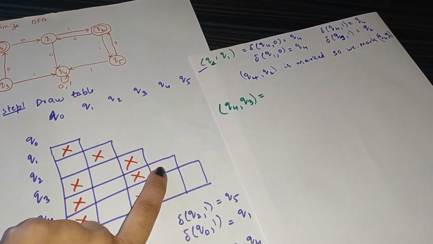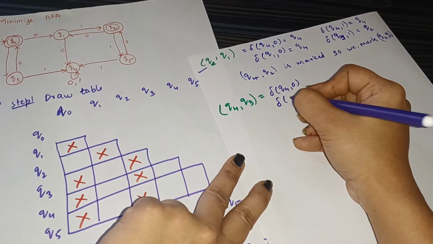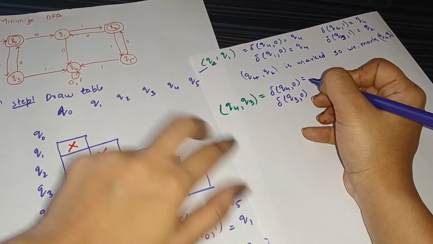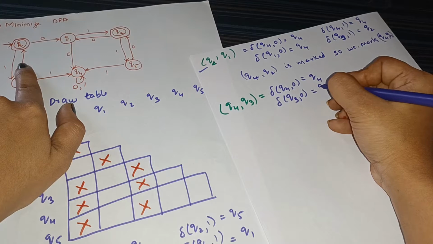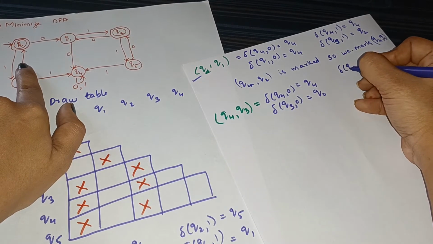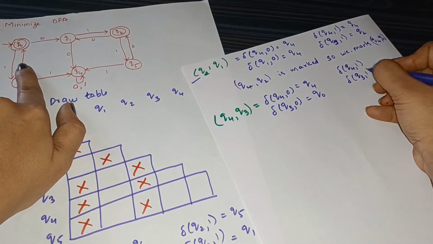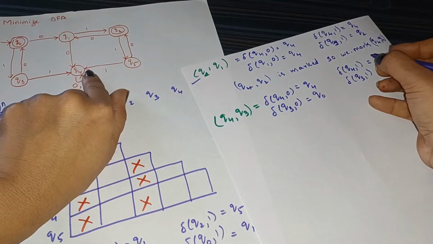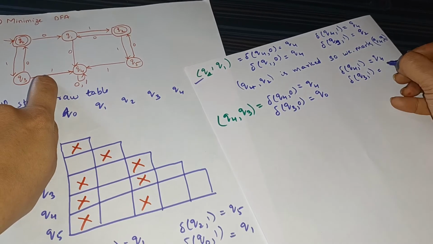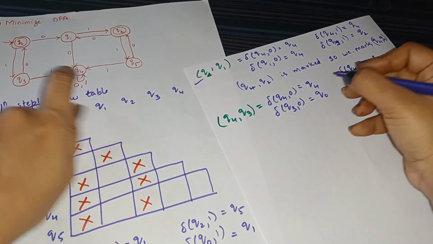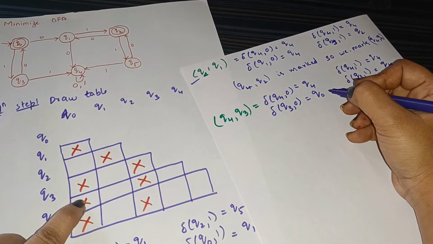Here we will be checking the transition of Q4 on 0 and Q3 on 0. Q4 on 0 it is going to Q4, Q3 on 0 it is going to Q0. Next, delta transition of Q4 on 1, delta transition of Q3 on 1. Q4 on 1 it is going to Q4, Q3 on 1 it is going to Q4. So Q4 Q0 is marked.